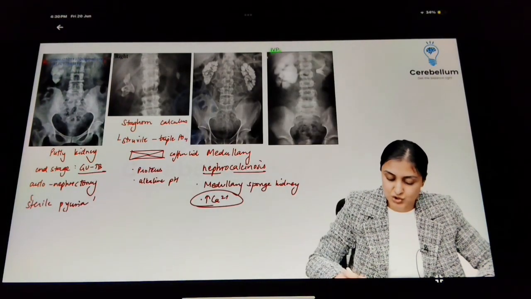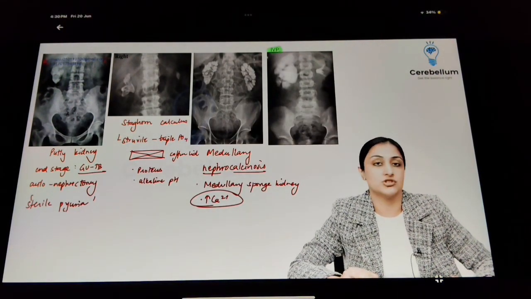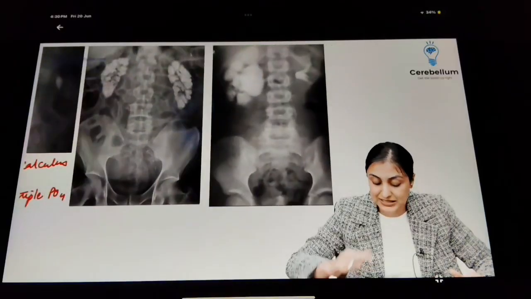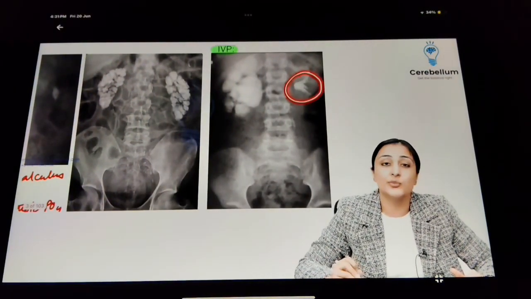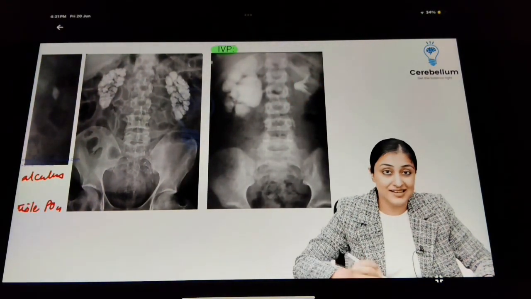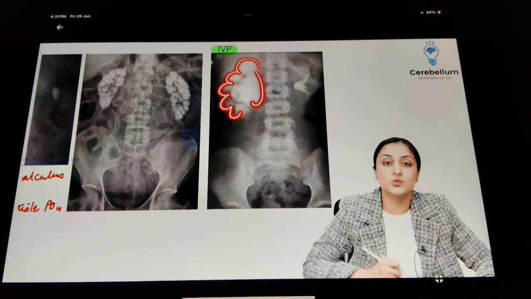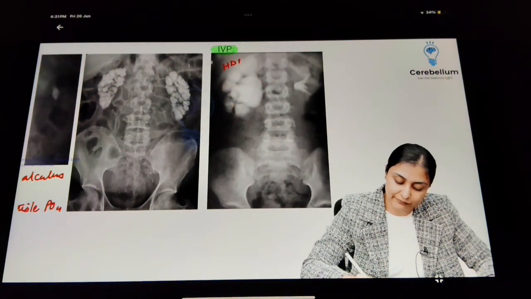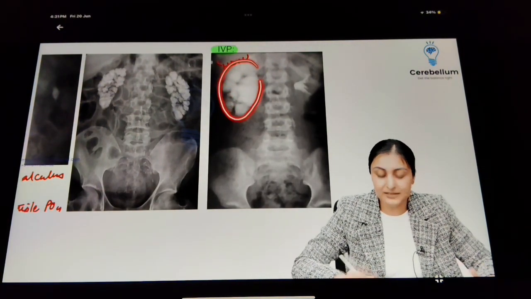Now look at this image. This is where you are being shown an IVP. They mentioned in the question that there was a delayed IVP which was taken. What can you see here? Look at this. First of all, on the left side, this is what a normal collecting system looks like. And now look at the abnormal right side. You can see that the complete kidney is swollen. This is what is called hydronephrosis. The kidney is completely swollen and retaining the contrast.